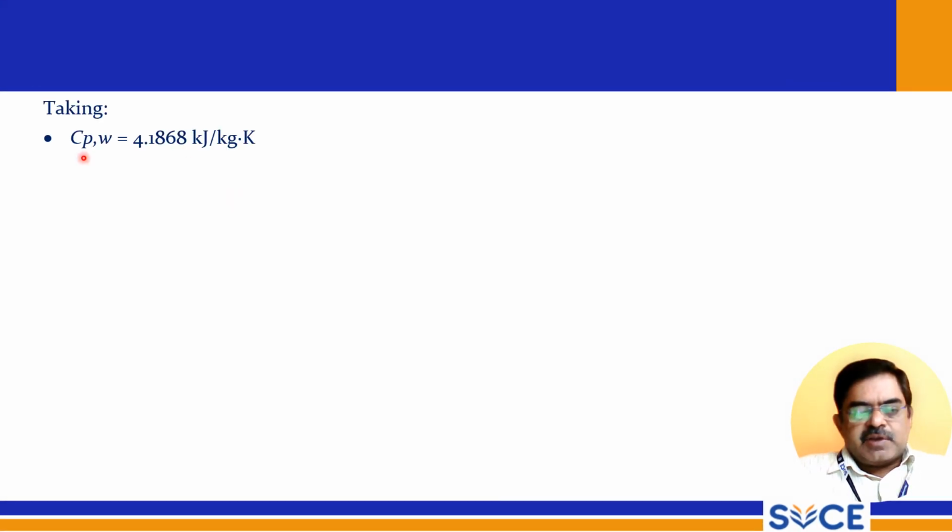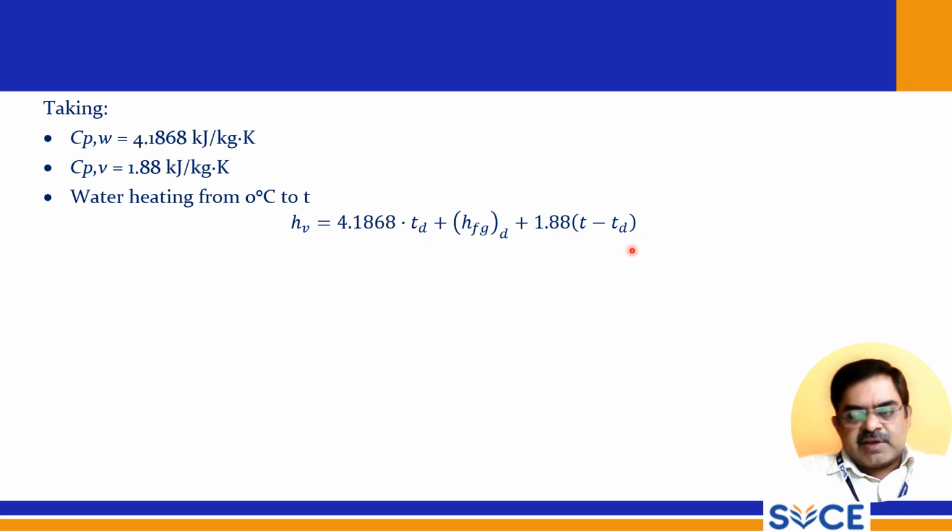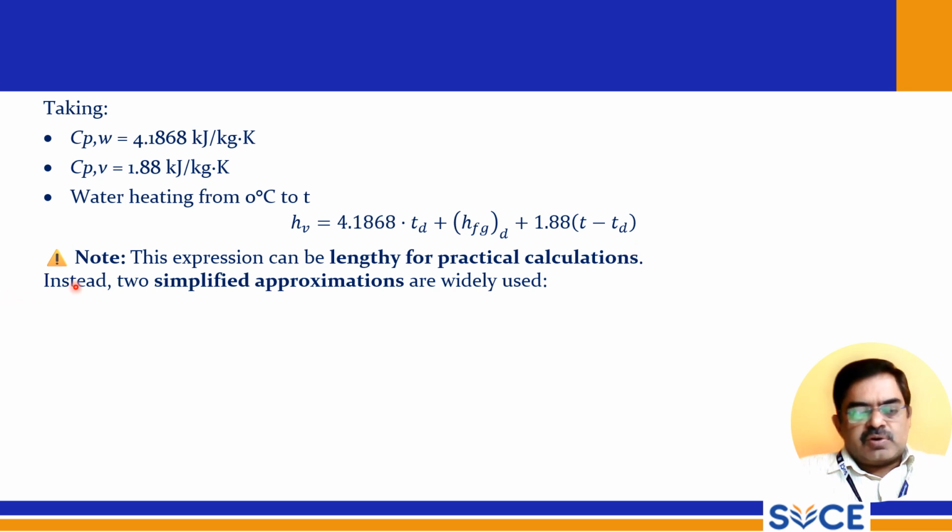Say, taking CPW equal to 4.1868 kilojoules per kg, and CPV equal to 1.88 kilojoules per kg Kelvin, and water heating from 0 degree Celsius to the maximum temperature, HV is equal to 4.1868 times TD plus HFGD plus 1.88 times T minus TD. Note that this expression can be lengthy for practical calculations, and instead two simplified approximations are widely used.